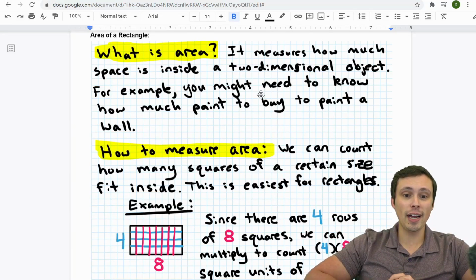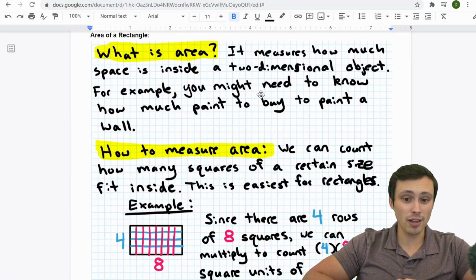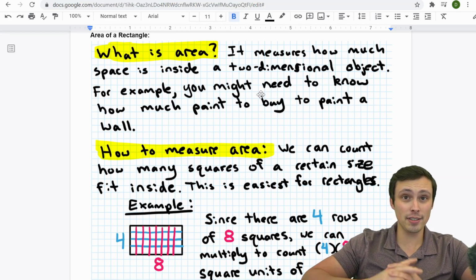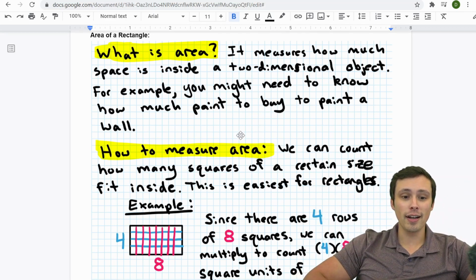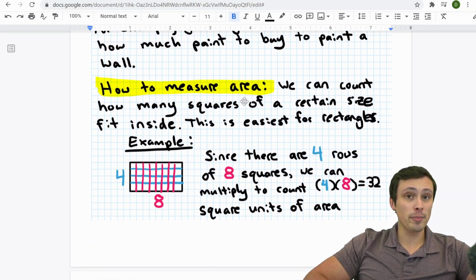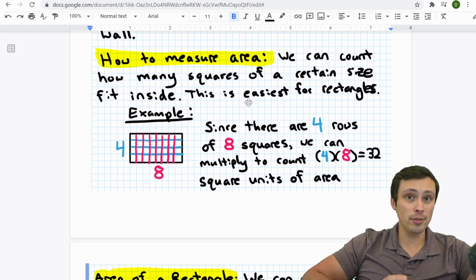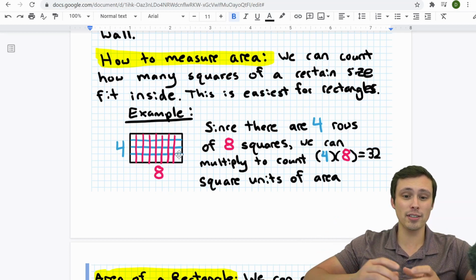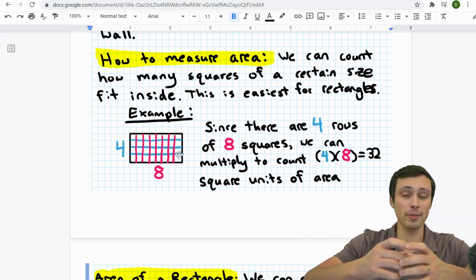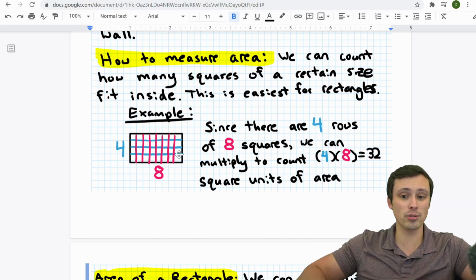Area is measuring how much space is inside a two-dimensional object. So like if you needed to know how much paint to buy to paint a wall, that sort of thing. Now, how do we measure area? We measure it in square units because you're literally figuring out how many squares would fit inside of a shape, and the squares are measured in some sort of measurement. They might be inch by inch, foot by foot, that sort of thing.